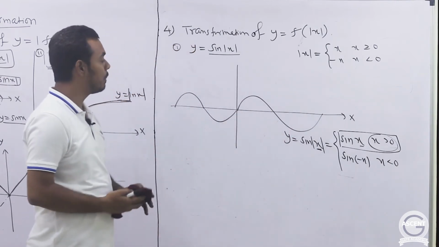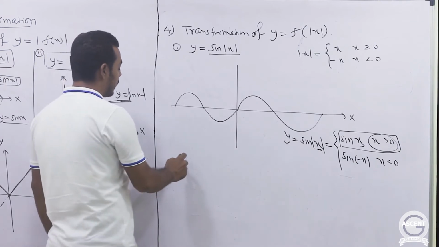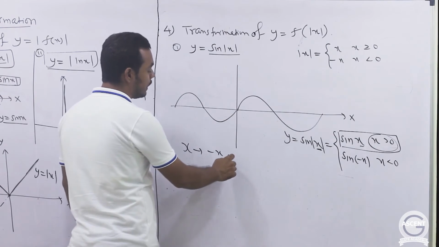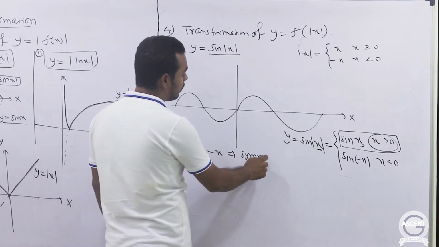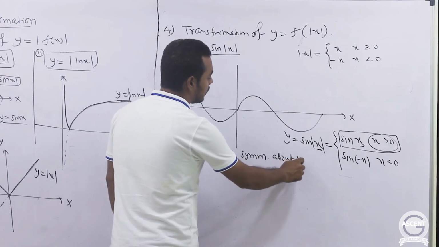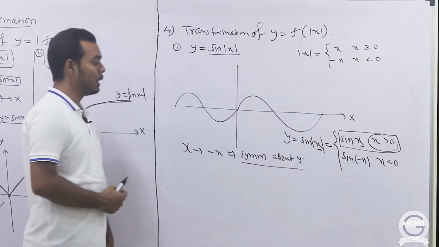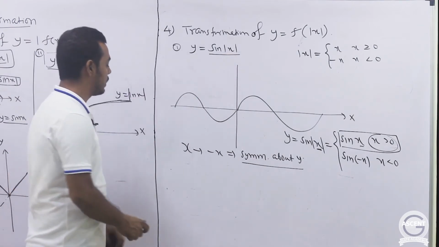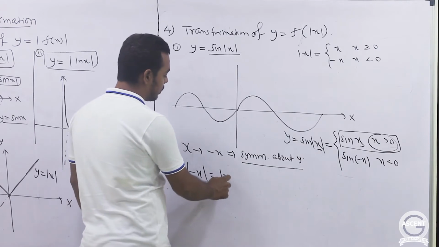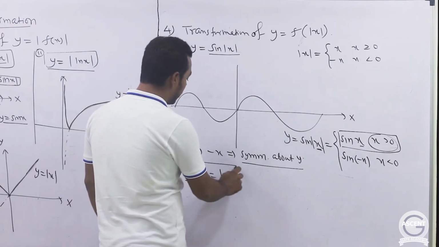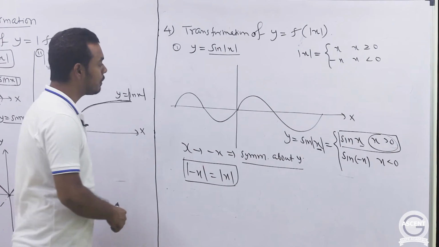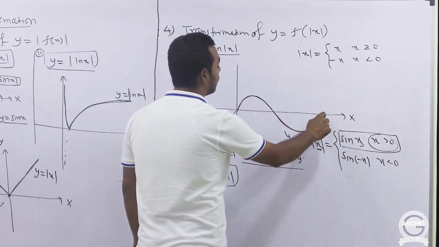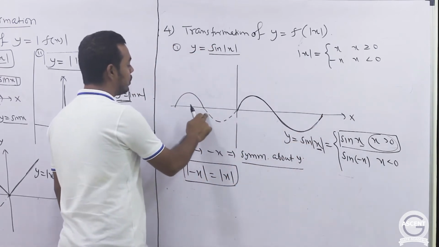Now comes the negative part. We have learned one important concept, that if we replace x by minus x and there is no change, this means the graph is symmetric about the y axis. This concept we have seen earlier. Here also you can see that if you replace x by minus x, there will not be any change. Mod of minus x is the same as mod x, and this means the graph will be symmetric about the y axis.